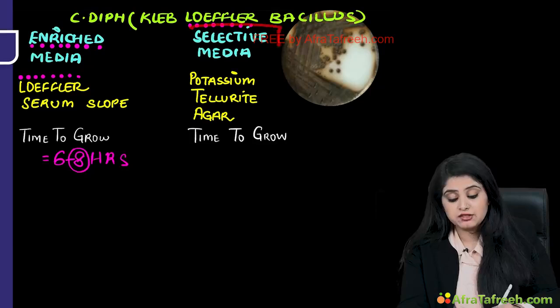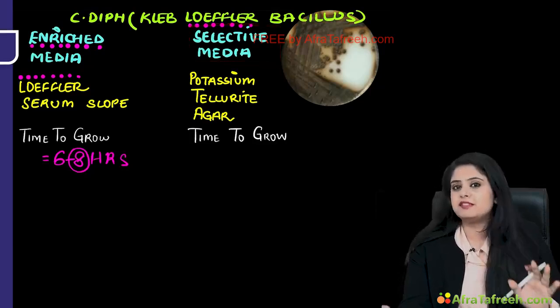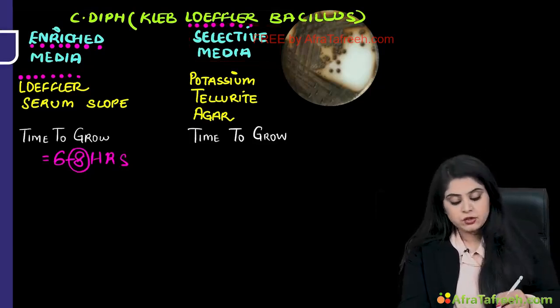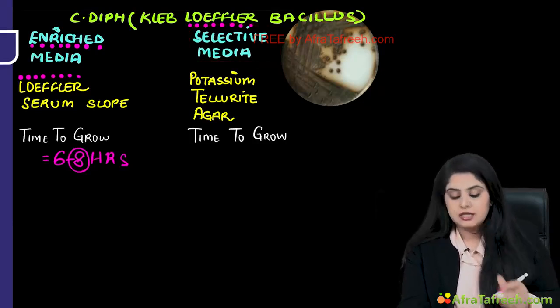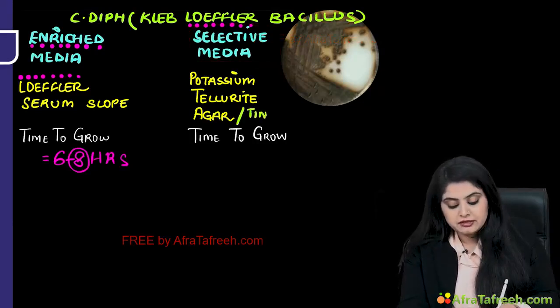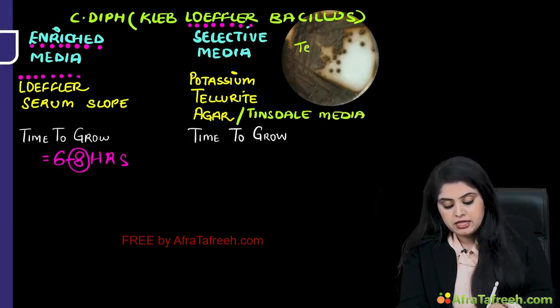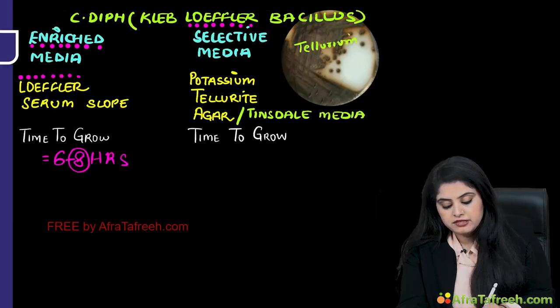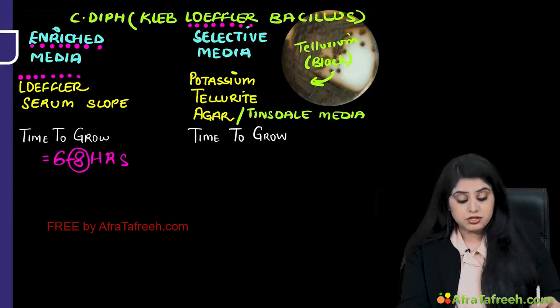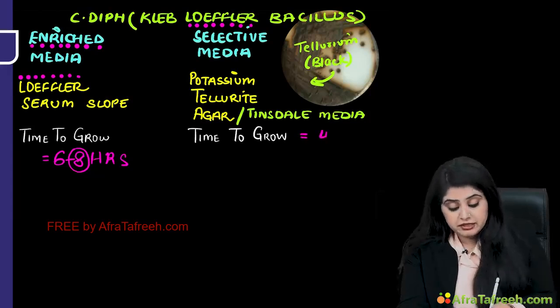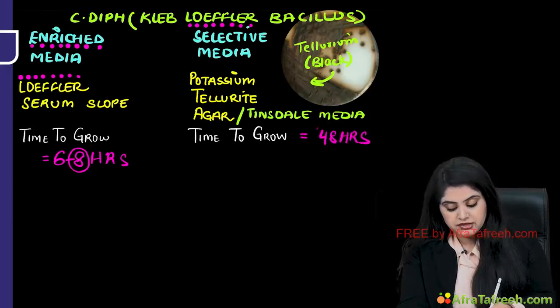But if I ask you what is the selective, selective is always the best media. Selective is going to be potassium tellurite agar, which is also referred to as the Tinsdale medium. And they always say that whenever the word tellurium will come, tellurium will always give a black color. So here I have a black color in front of me, and the time to grow on this is 48 hours.